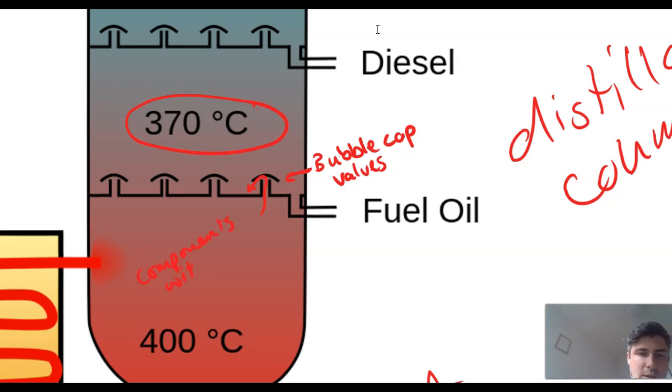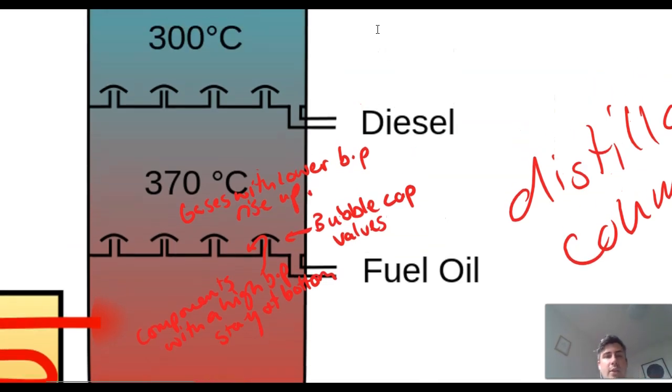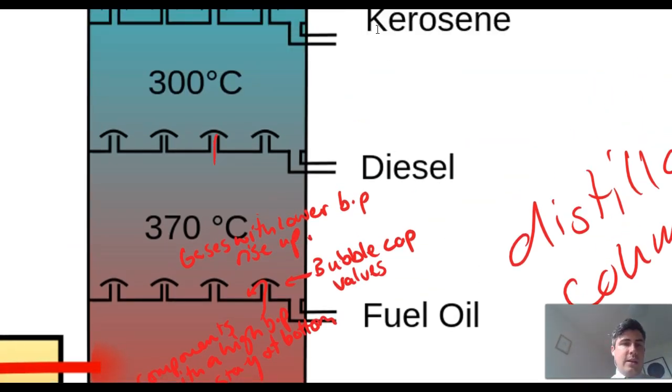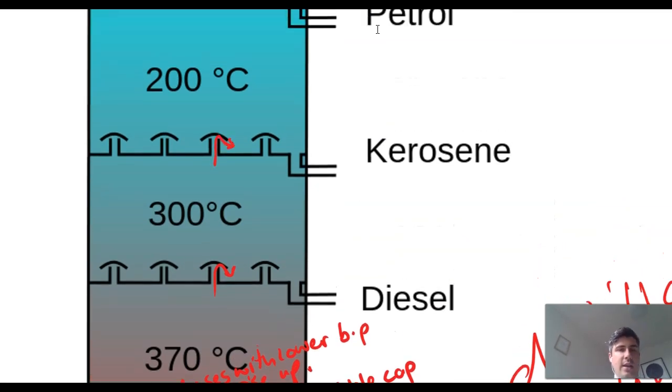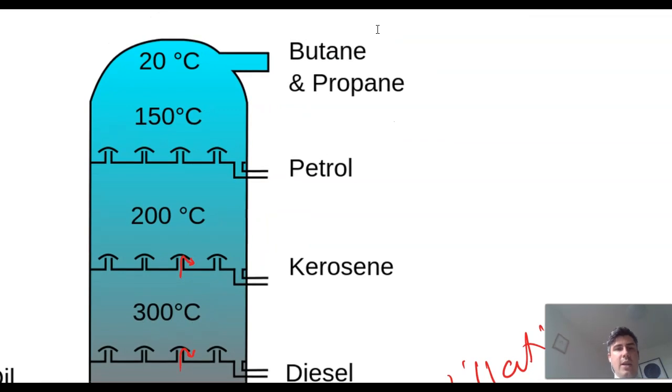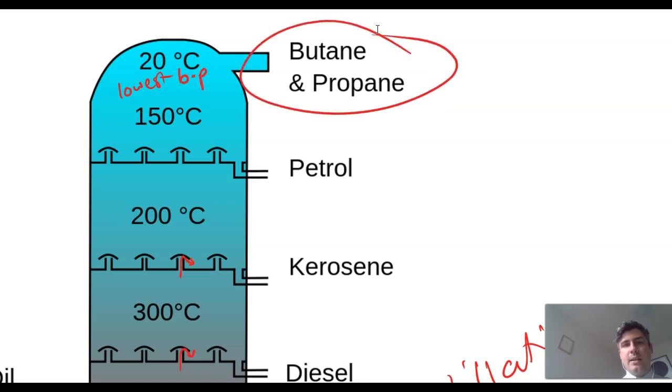So components with a higher BP stay at the bottom, and here the gases rise. Gases with lower BP rise up, and gradually they travel further and further up, and you get less and less gases making it up here now, because the boiling points would be lower of those gases. And gradually, as you get less and less making it to the top, the substances with the lowest BP make it all the way up here. And that's substances like your butane and your propane.